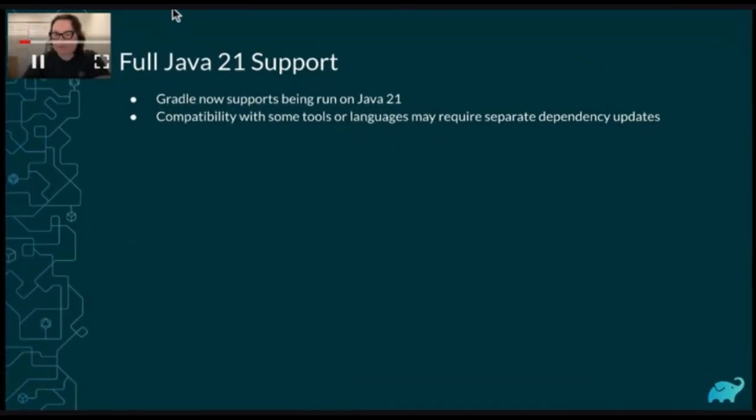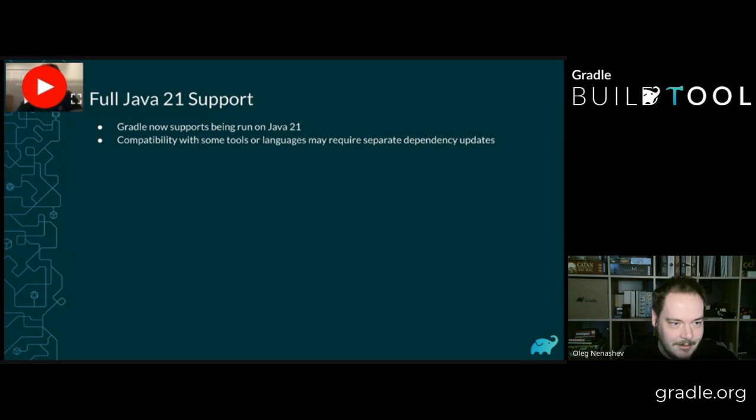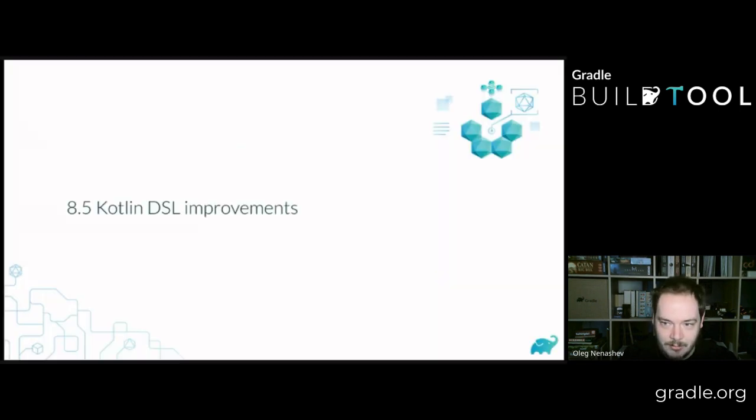Gradle now has full Java 21 support. This means that you can run Gradle on Java 21 as opposed to before where you could only compile and test using toolchains. However, you may need to update some of your dependencies in your own project in order to take full advantage of this. Yeah, thanks.